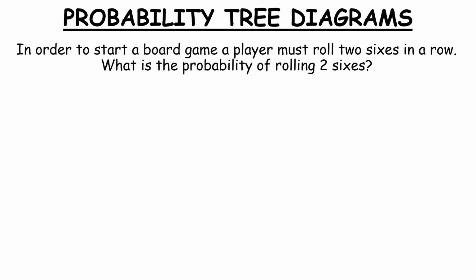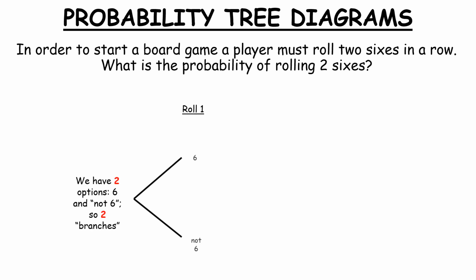So here's an example of a probability tree diagram we can use. In order to start a board game, a player must roll 2 6s in a row. What is the probability of rolling these 2 6s? So when we're working with probability tree diagrams, we don't want so many branches that it gets confusing. So rather than deal with a branch for each number on the die, we're going to break this into 2 options. The player will either get a 6 or not get a 6.